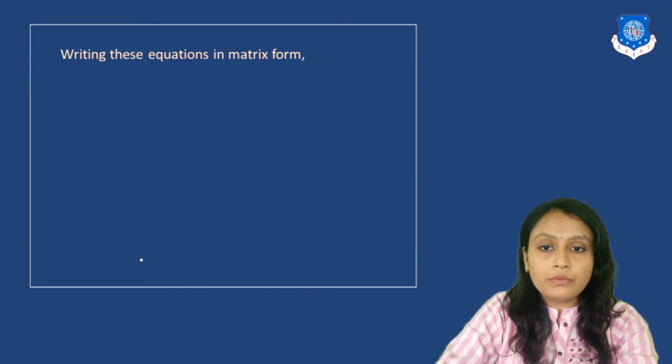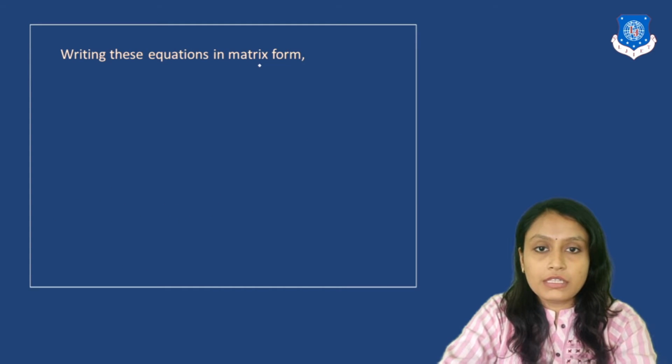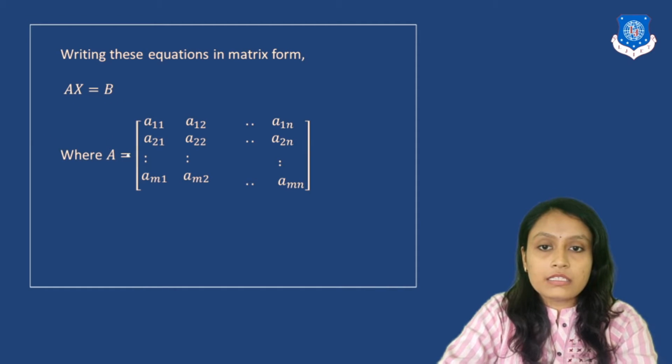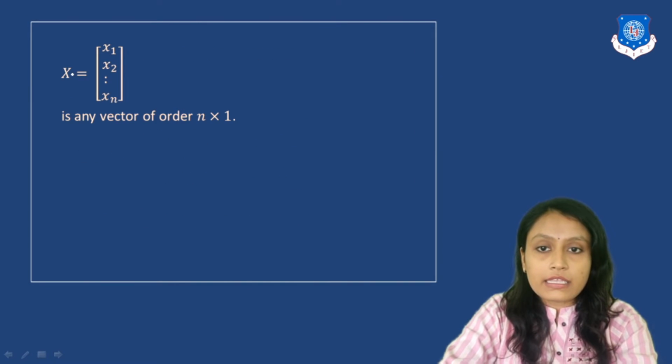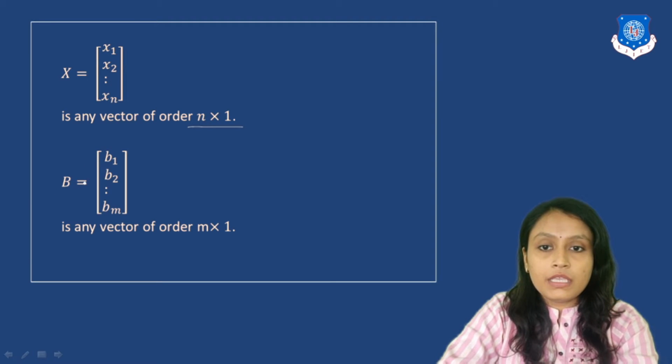Now we will write this equation in the matrix form as AX is equal to B, where A is equal to a11, a12 up to a1n, and so on, am1, am2 up to amn. This is called a coefficient matrix of order m cross n. Now X is x1, x2, xn. This is a vector of order n cross 1, and B is equal to b1, b2 up to bm, a vector of order m cross 1.